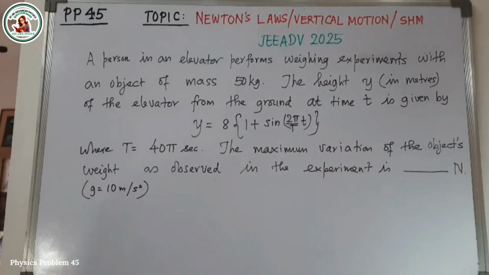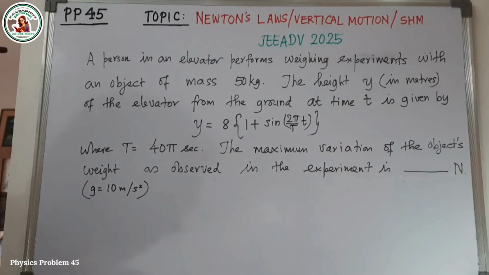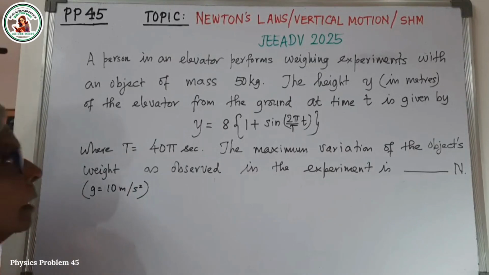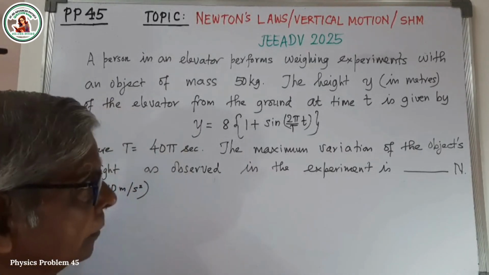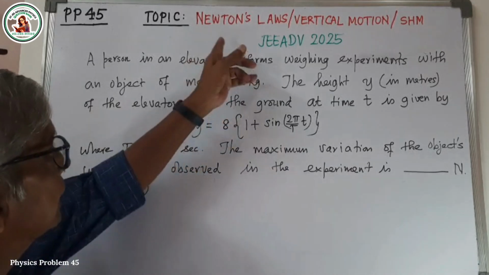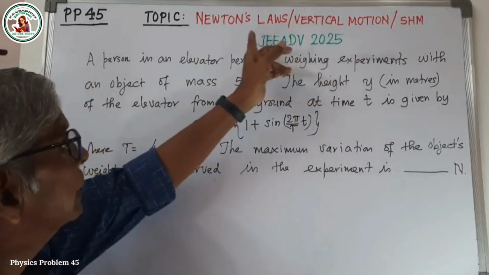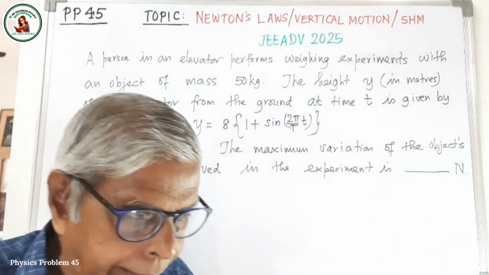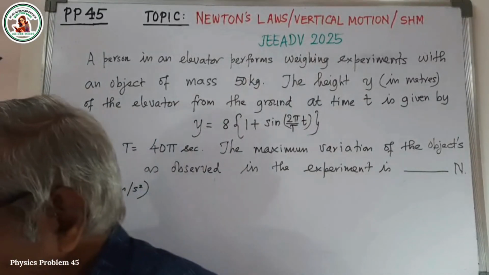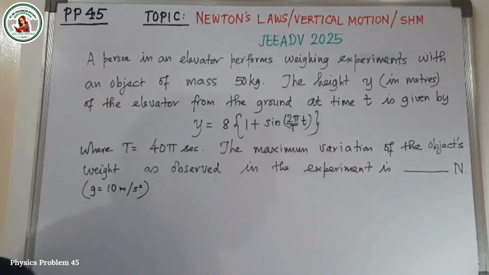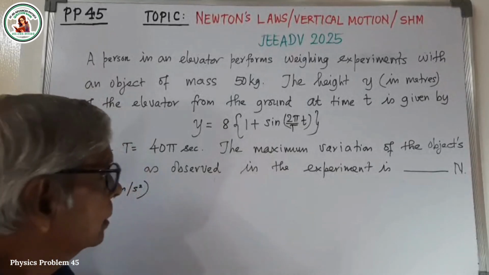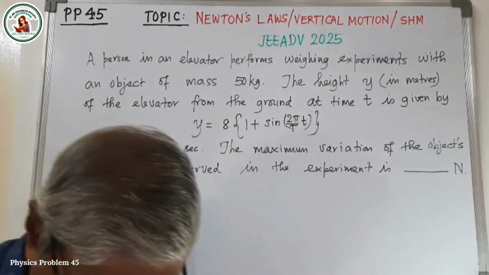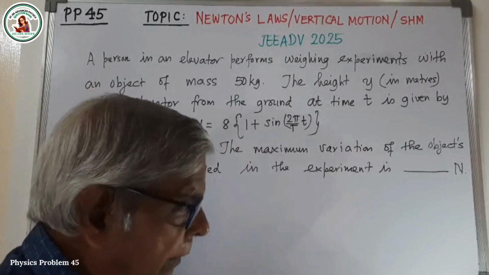Today, let us discuss problem 45, which is also based on the Advanced 2025. A topic you can see, three topics are combined: Newton's laws, vertical motion and simple harmonic motion. Generally they do like this, where topics are clubbed. So this is an example of that type, and this is a fairly simple question only. So let us see how we can proceed.